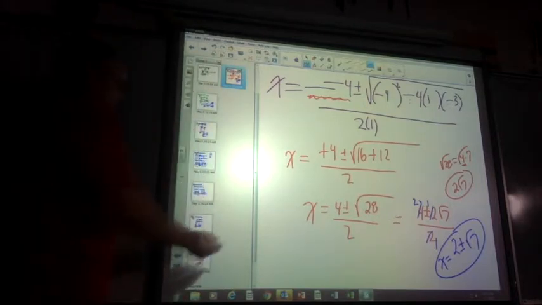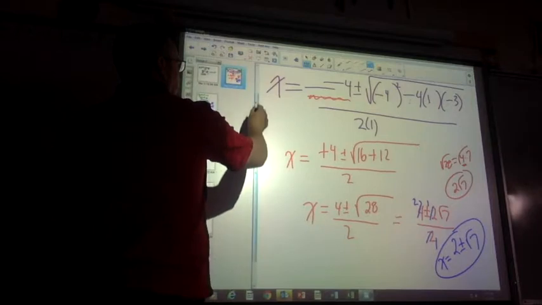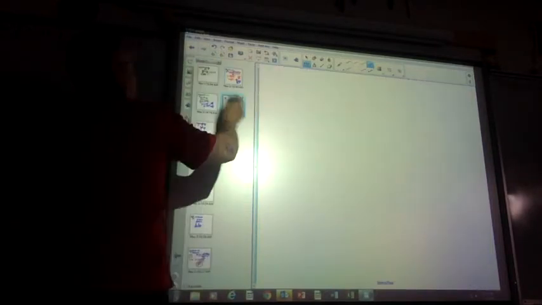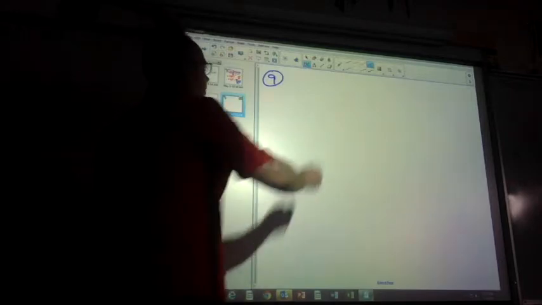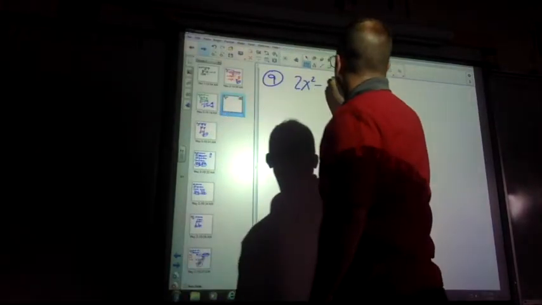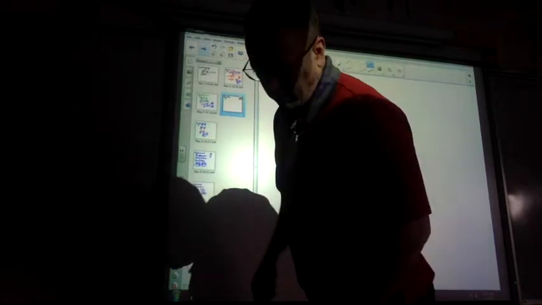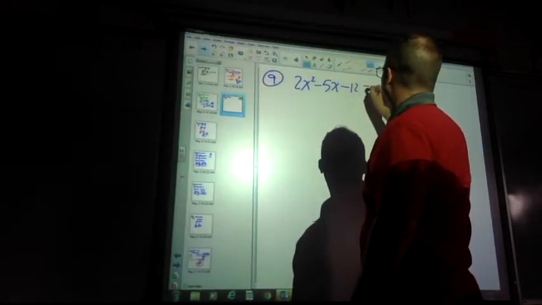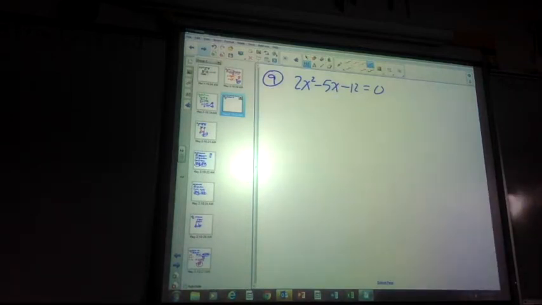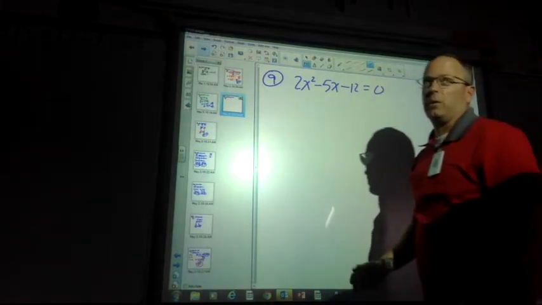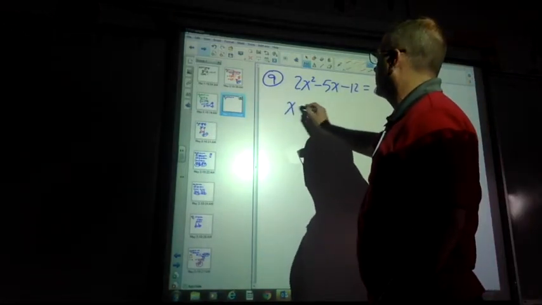What number was that one? It was 8. Number 9. We got 2x squared minus 5x minus 12 equals 0. This is set up already for the quadratic formula, yes? I think it would factor as well, but we'll see. We'll just use the quadratic formula here.